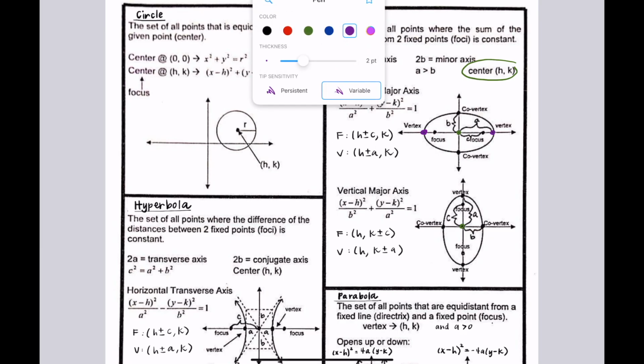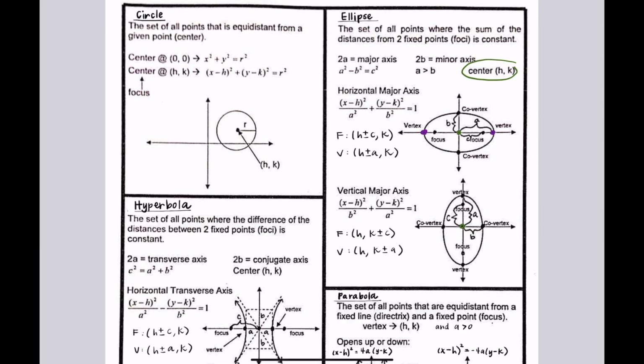and b represents our distance from the center to each co-vertex, and c represents that distance from the center to each focus. If a squared is under the (x minus h) squared, then that means we have a horizontal major axis. It will be parallel to the x-axis. And our foci are going to have the ordered pairs h plus or minus c comma k. So notice that from the center we are moving to the left and right c.